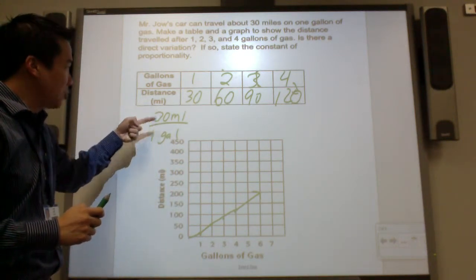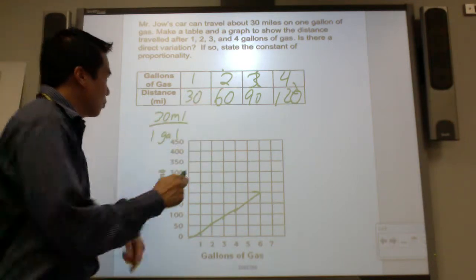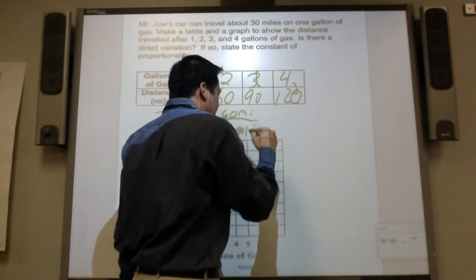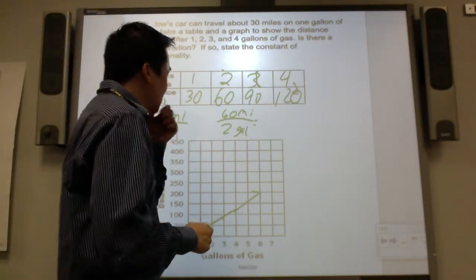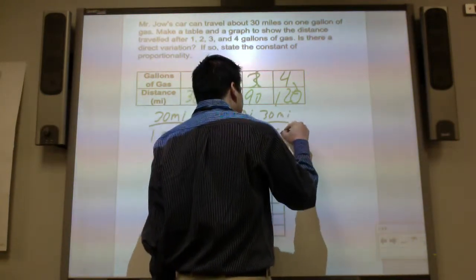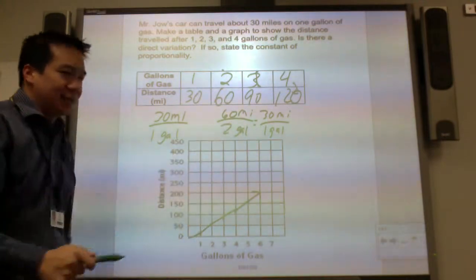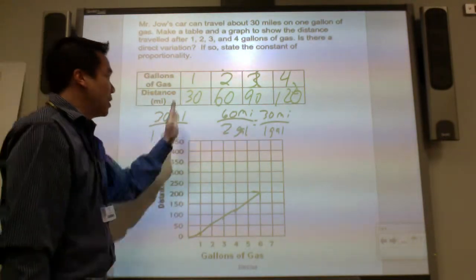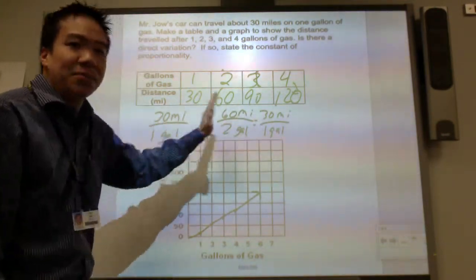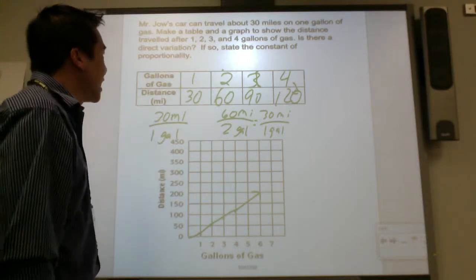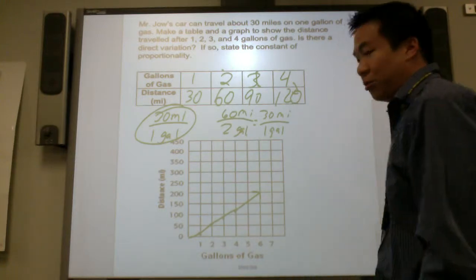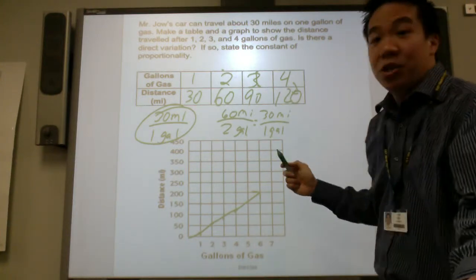I was able to drive 30 miles with 1 gallon of gasoline. If I drove 60 miles with 2 gallons of gasoline, can I break this down? I divide both numbers by 2, so it's 30 miles for 1 gallon of gasoline. Is it the same? It is. So there is a direct variation. These two are directly related to each other because they share the same simplified ratio. So if so, state the constant of proportionality. It's 30 miles for every gallon, or 30 mpg.